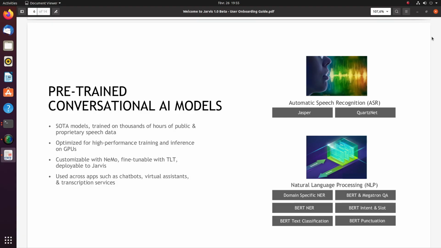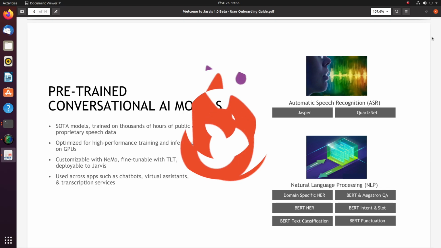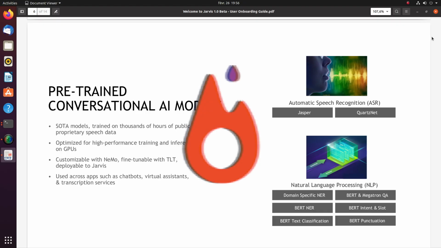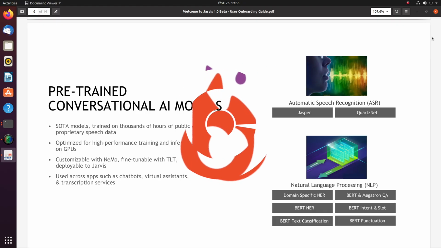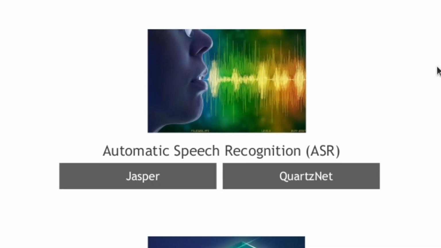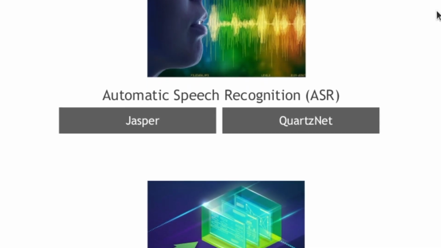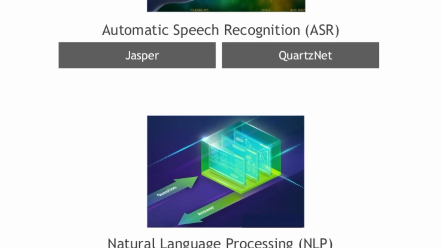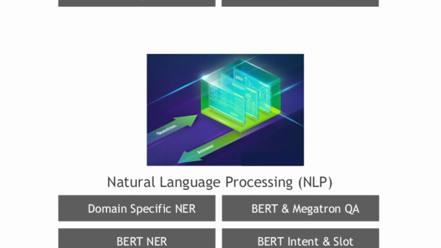natural language understanding. Now, Jarvis includes a rich database of pre-trained conversational AI models trained with over 7,000 hours of speech data using acoustical models such as Jasper, which basically runs in PyTorch to achieve high accuracy and outstanding performance using NVIDIA's TensorRT. Now, also for automatic speech recognition, NVIDIA provides us with QuartzNet. Now, QuartzNet is similar to Jasper. However, the good thing about QuartzNet is that it has much fewer parameters to train compared to Jasper.